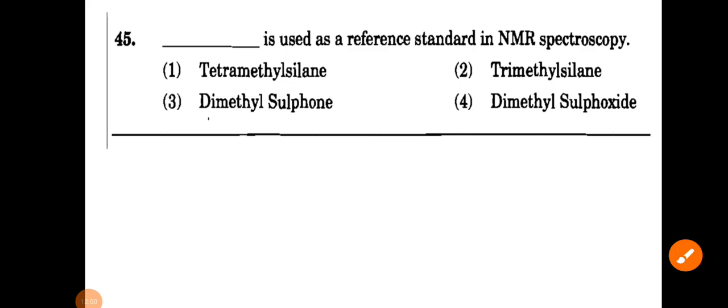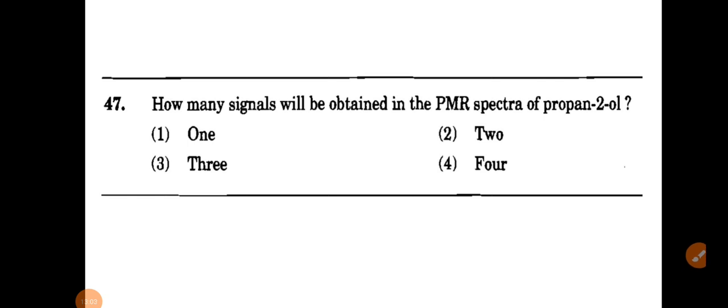Right, so the next question: how many signals will be obtained in the proton NMR spectrum of propan-2-ol, right? Before going to the answer, we have to know the structure of propan-2-ol, or what we can say, isopropyl alcohol, right? Or 2-propanol, one and the same thing, guys. So what is the answer here, right? The options are 1, 2, 3 and 4, right? So propan-2-ol, what is the answer?